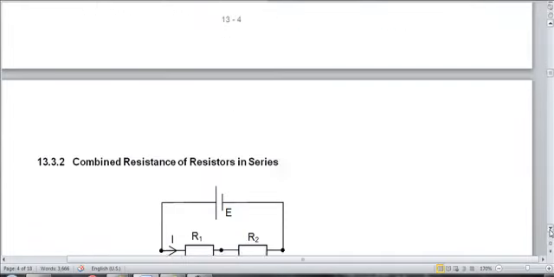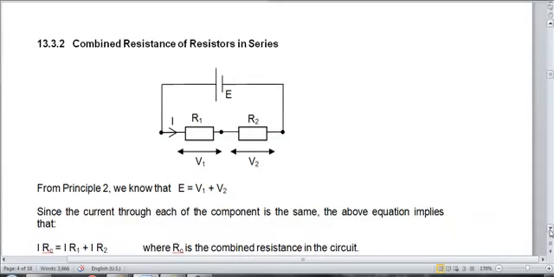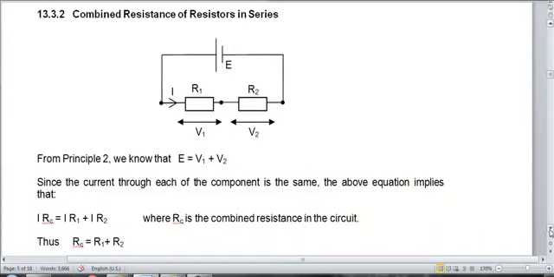Let's move on to look at how we derive the formula for resistors that are joined in series. Now, from the second principle, we know that the rise in potential equals the fall in potential. The current in this case is the one that is common. The current through each of the components is the same. So we're going to express the potential in terms of the product of current and resistance, where current is the same for both.